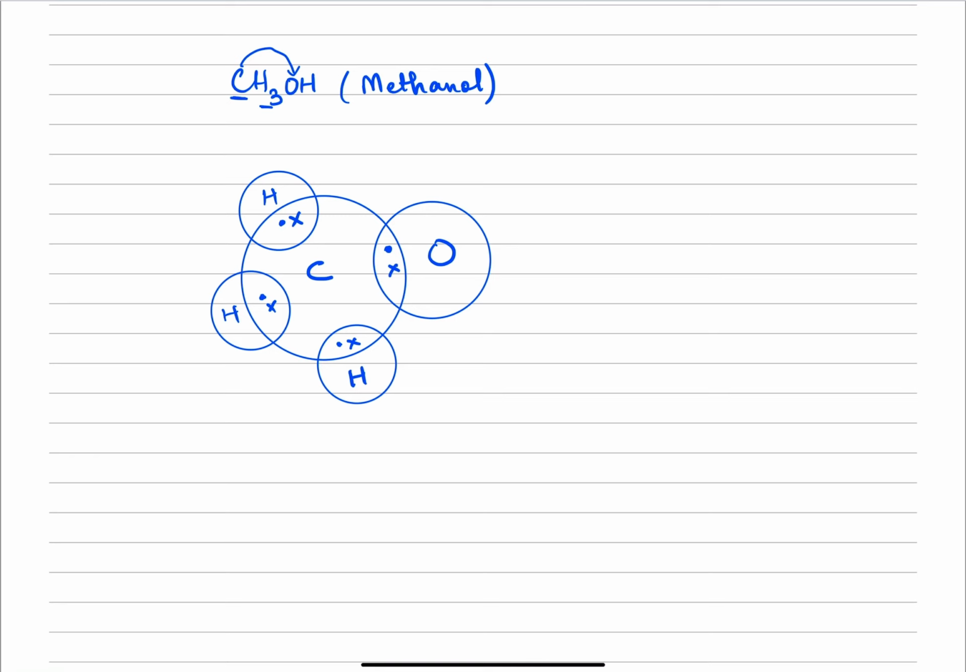Now the issue here is that oxygen has 6 electrons in its outer shell. So oxygen 1, 2, 3, 4, 5, 6. Now the 6th electron of oxygen will be bonding with a hydrogen atom. So it will look something like this.